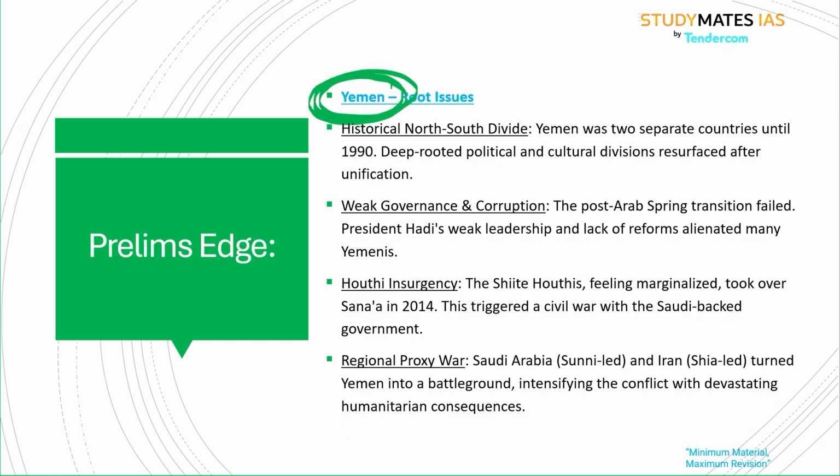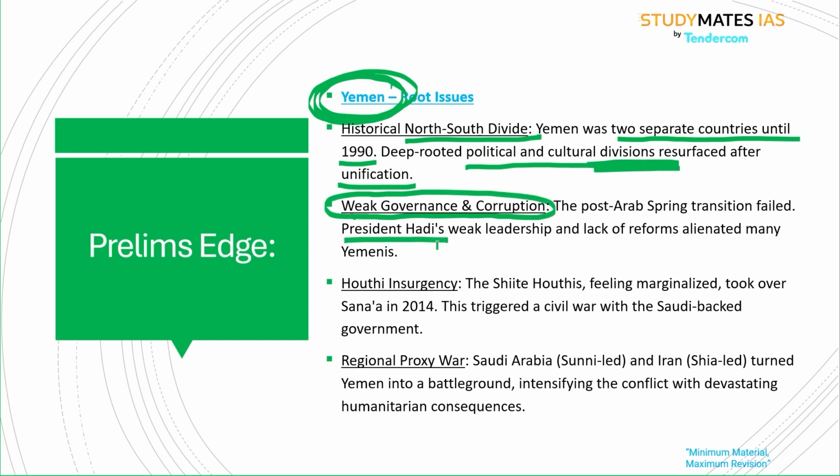Now you have to know Yemen, which is in news for some time. You have to know the basics of the background of Yemen. Just a few seconds. There is a historical north-south divide in Yemen. There were two separate countries until 1990. But even after unification, the political and cultural divisions still go on. Added to that, the government is very weak, under President Hadi's leadership. And this has alienated the citizens. Citizens' discontent against the government is there because it is a very weak, corrupt government.